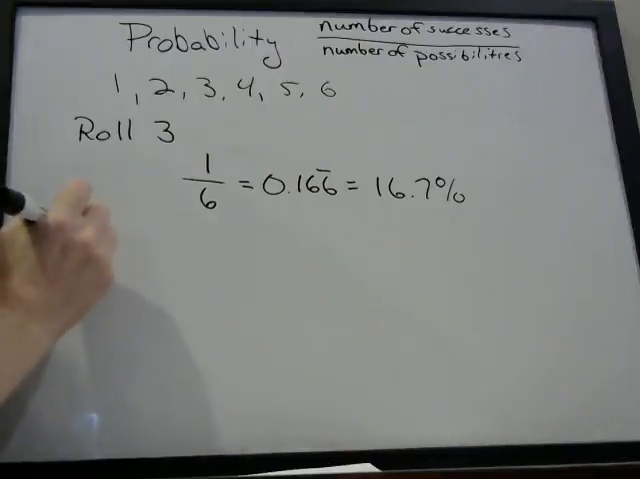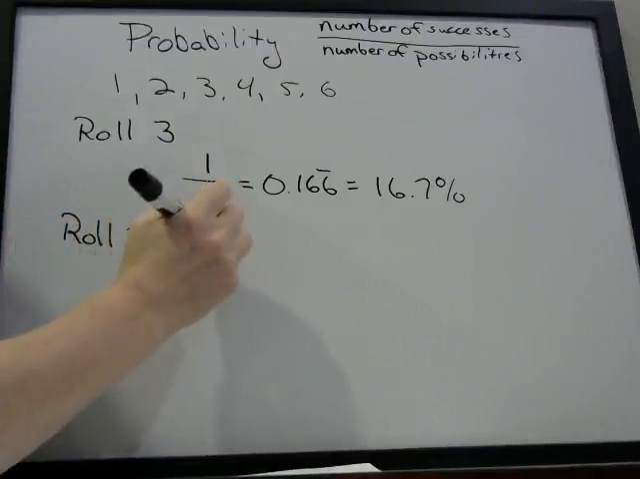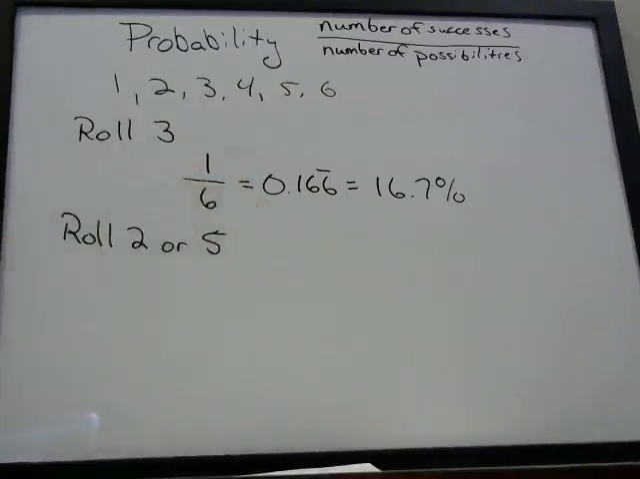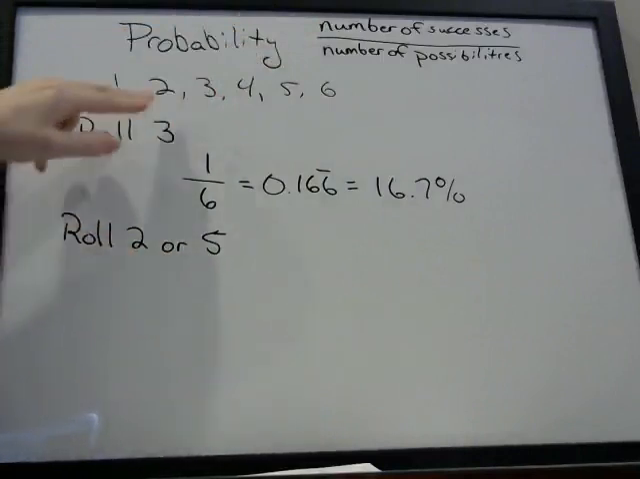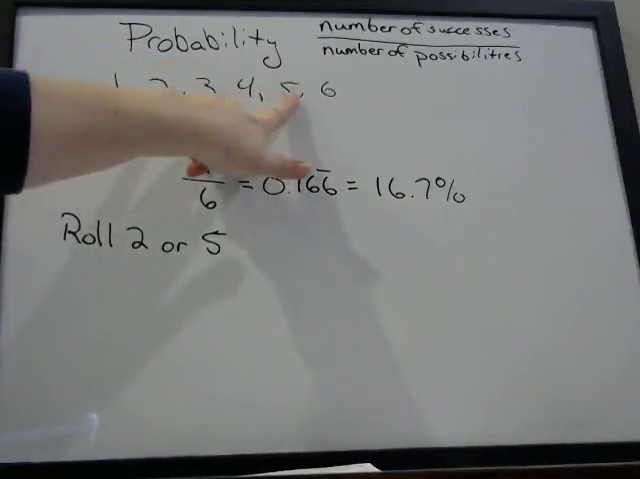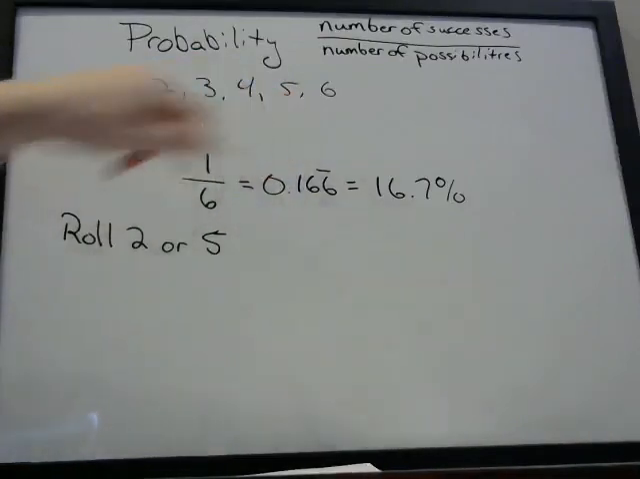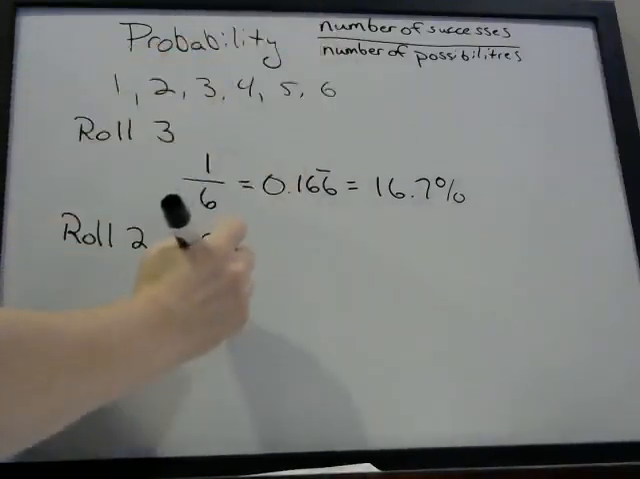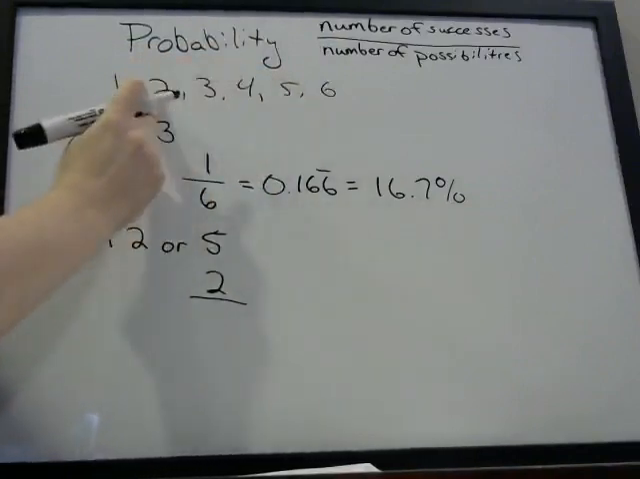How about, what is the probability that we roll a 2 or we roll a 5? So what are our number of successes? How many ways can we be successful? Well, we'll be successful if we roll a 2, or we'll be successful if we roll a 5. So we have 2 chances here. If we roll a 2 or a 5, we'll be happy. So our total number of successes is 2, because we have 2 numbers that will make us happy.